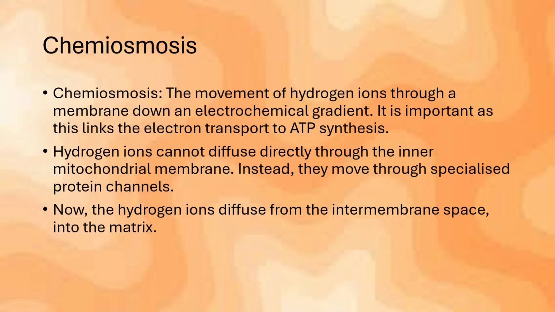So what is chemiosmosis? The movement of hydrogen ions through a membrane down an electrochemical gradient is chemiosmosis. This is an important stage, as it links the electron transport to the ATP synthesis. Hydrogen ions cannot diffuse directly through the inner mitochondrial membrane. Instead, they move through specialized protein channels. The hydrogen ions diffuse from the intermembrane space into the matrix.